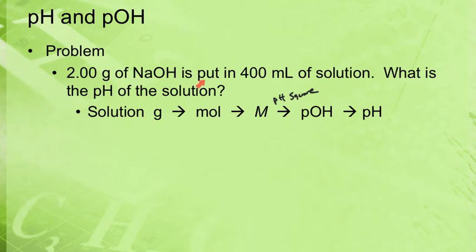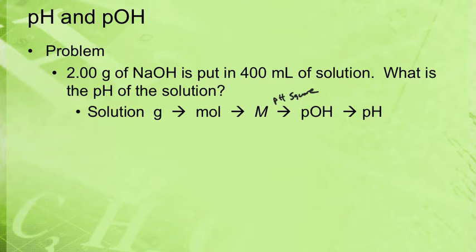2.00 grams of sodium hydroxide is put into 400 milliliters of solution. What is the pH of the solution? Okay, so what we need to do before we do anything else, in order to use the square which we talked about, is get from grams and volume into a molarity. So let's go ahead and do that first.